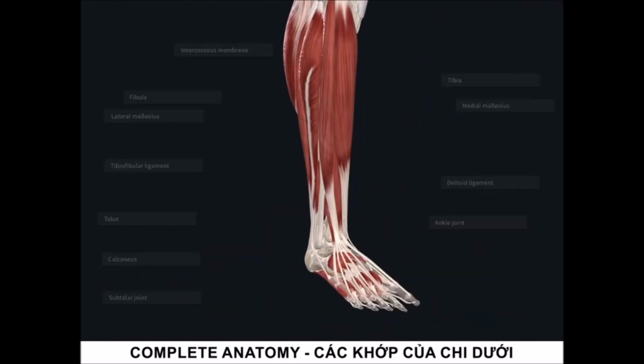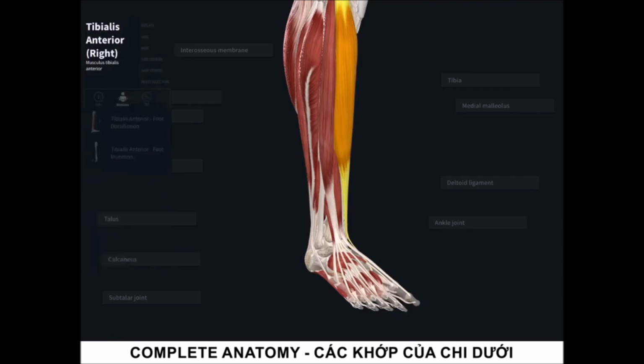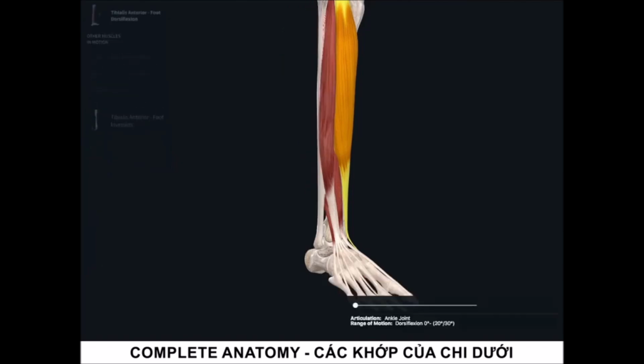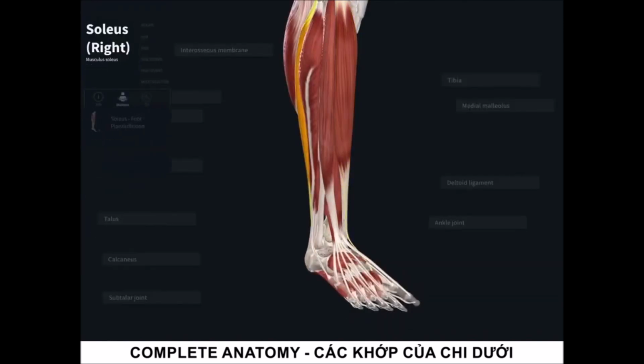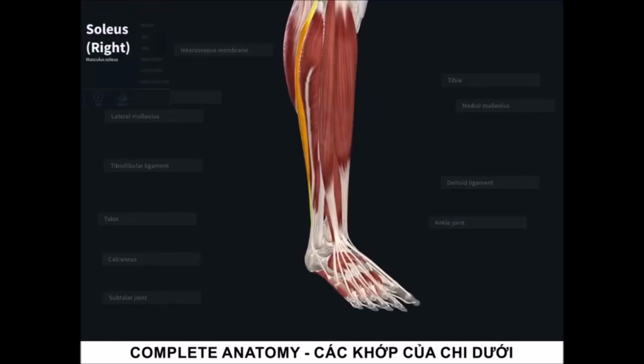The primary movements of the ankle are dorsiflexion and plantar flexion. We can see that here in the motion of tibialis anterior, which is dorsiflexion, and in the motion of soleus, which is plantar flexion. Of course, it's far more dynamic than this, because think about drawing a circle with your big toe. But let's stick with the basics for now.